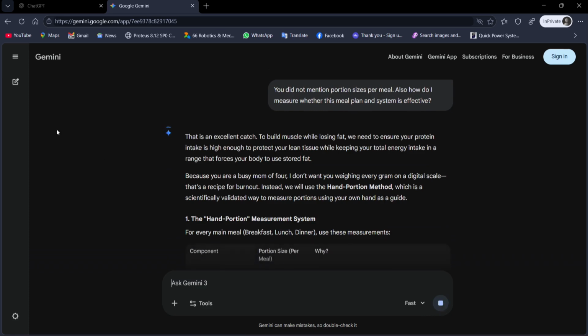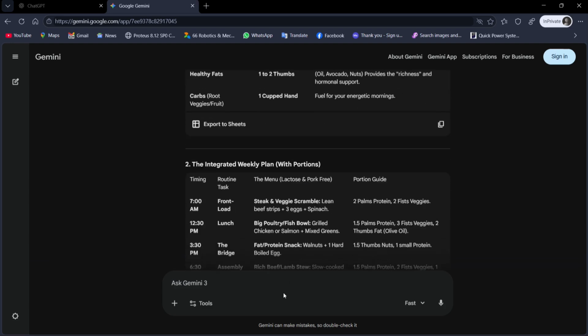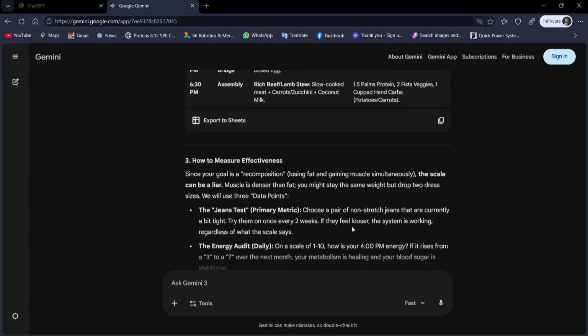So we have: that is an excellent catch. To build muscle while losing fat, you need to ensure your protein intake is high enough to protect your lean tissue while keeping your total energy intake in a range that forces your body to use stored fat. Because you are a busy mom of four, I don't want you weighing every gram on a digital scale. That's a recipe for burnout. Instead, we'll use a hand portion method, which is a validated way to measure portions using your own hand as a guide. Wow. Okay, I just realized something.